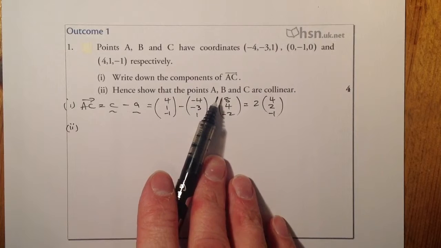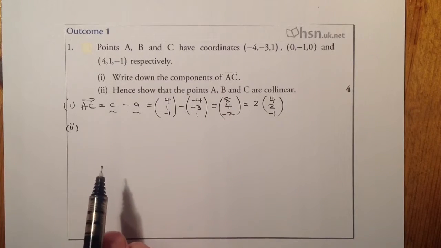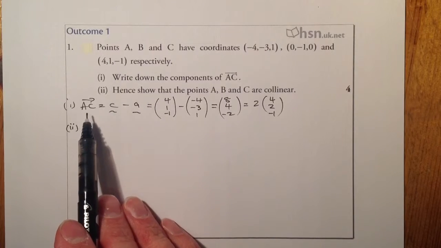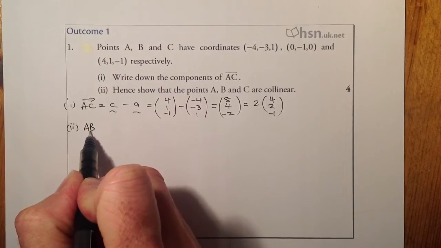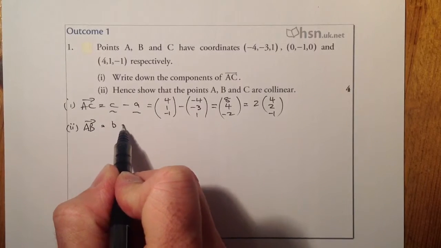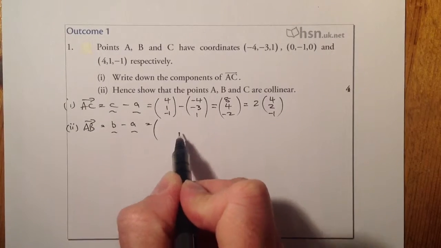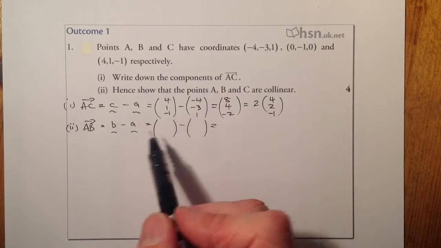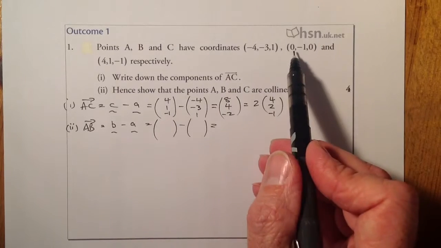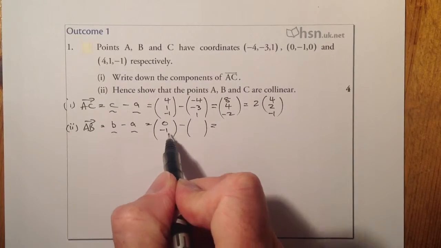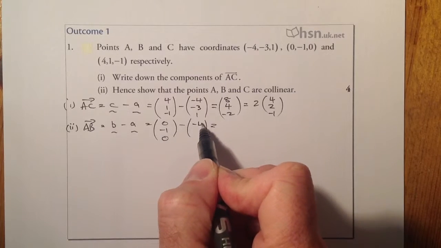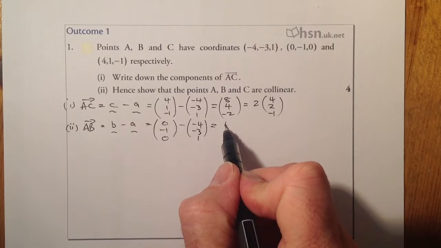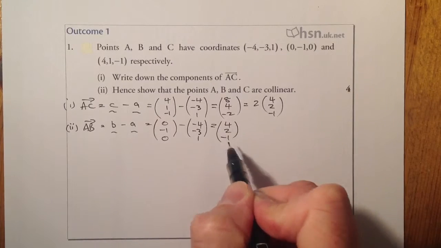So, show that the points A, B and C are collinear. What I'll do is pick two of the other points and use one that's common. So I'll go for A and B, the vector AB. Similar to above, I'll go for B minus A, and substitute the values in and work through from there. So the position vector B is 0, minus 1, 0. And A is the same as the one just up above. I'll subtract them, and that should give me 4, 2 and minus 1.